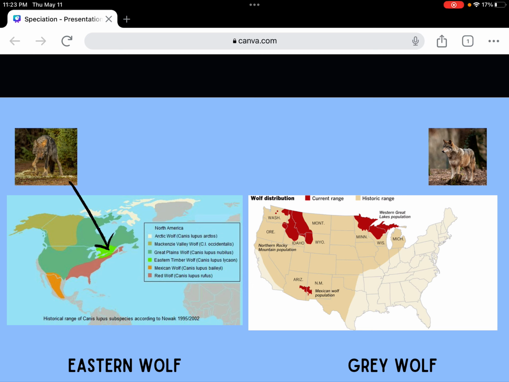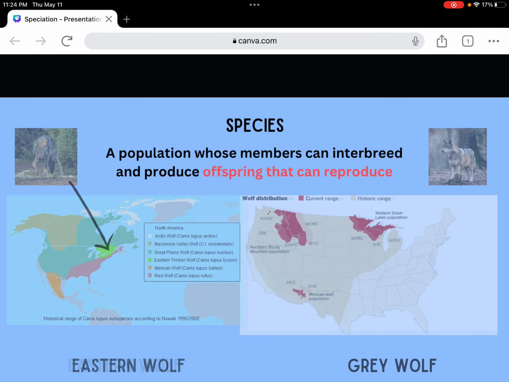So that brings the question, what exactly defines a species? For the purposes of this class, we're going to define a species as a population whose members can interbreed and produce offspring that can reproduce. I highlighted that part because that is the key part of this definition. It's a population whose members interbreed and can produce offspring that can also have babies. If you can't make babies, not a species.